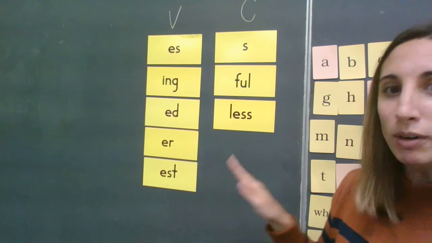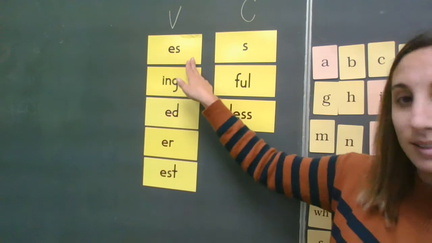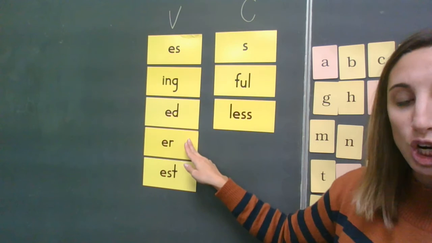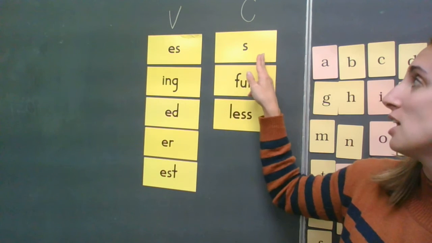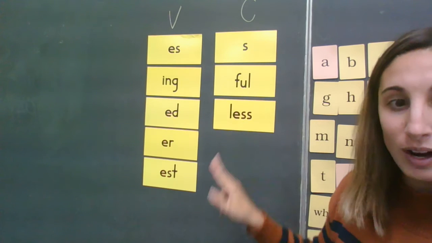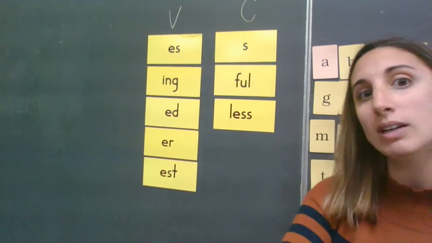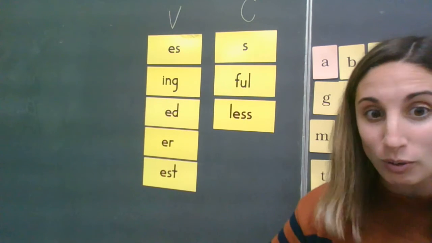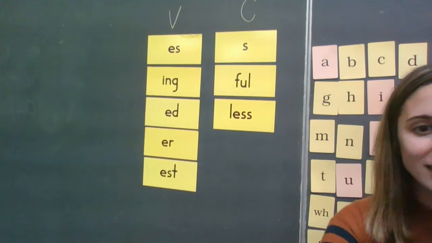Right. So let's review the ones we've done so far in Unit 2. Ready? S, ing, ed, and est. Okay? And these ones are just s and full and less. Very good. Now we're going to look at some other suffixes to add, and you're going to tell me if you think they belong in the vowel column, we might have to make more than one, or the consonant column. All right, I'll be right back.